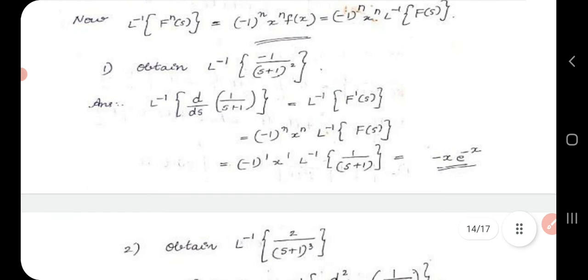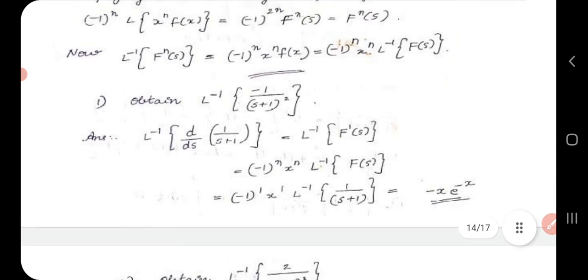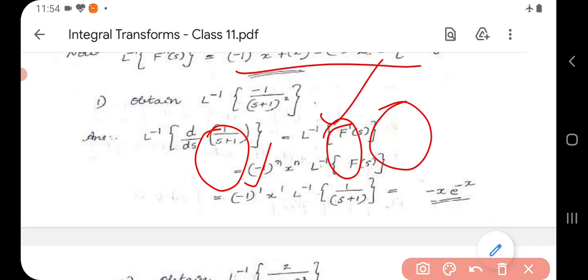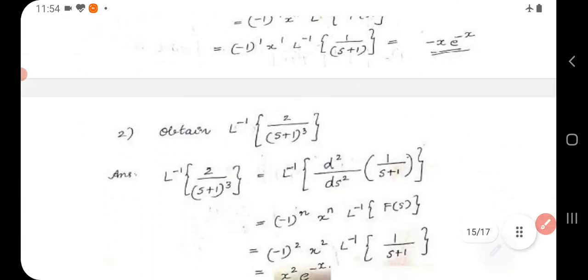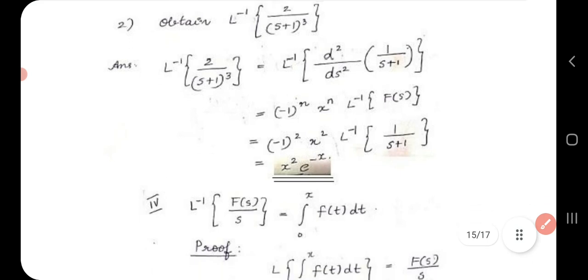So first refer to the theorem that you have studied under Laplace transform. Which theorem? The theorem that dealt with the derivatives. You will see something like this. Then go through these two problems. These two problems are very important.